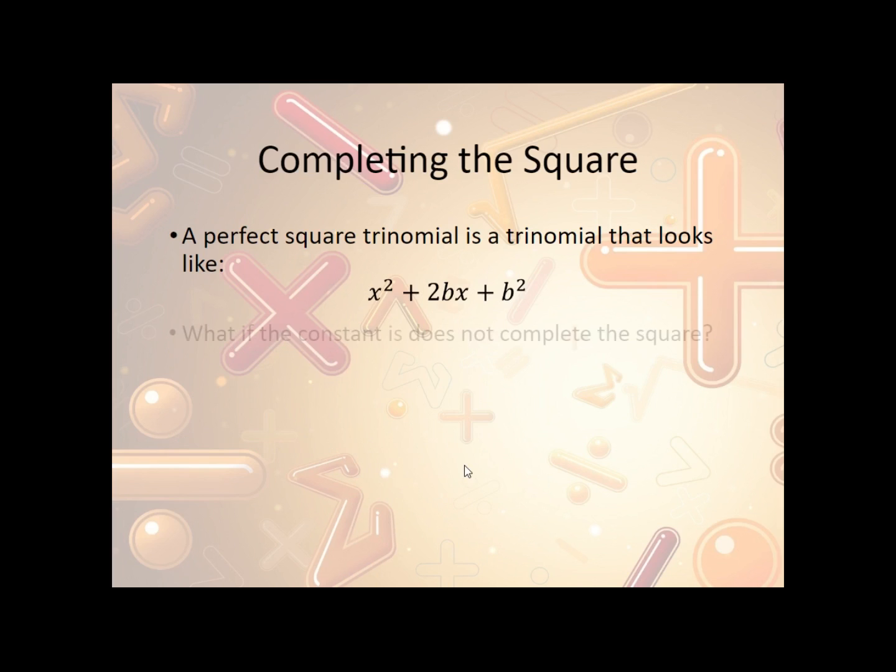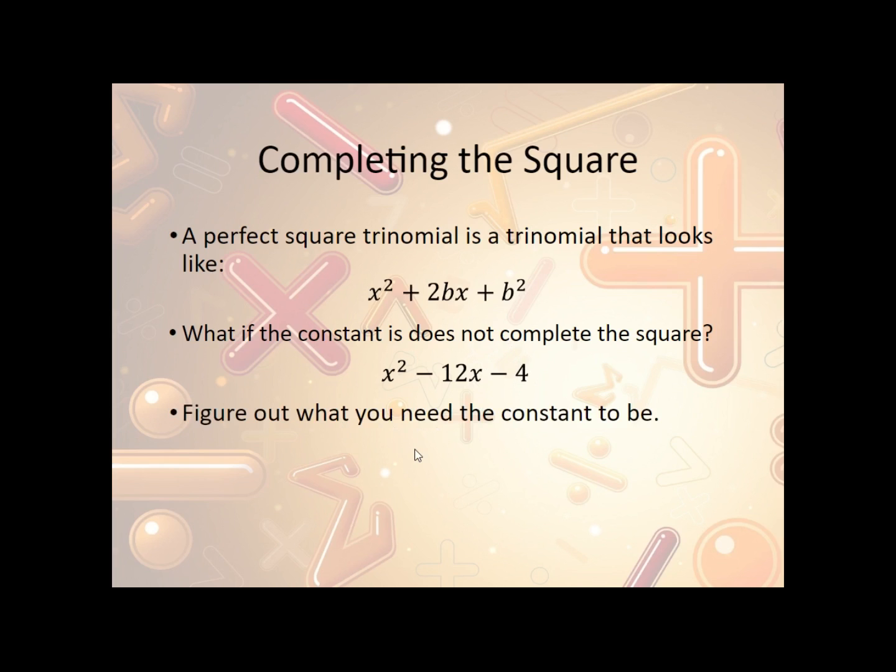Let's look at another example. So we have x squared minus 12x minus 4. Well, we're going to take this, divide negative 12 in half, and we get negative 6. And then when we square that, we recognize that it should be 36, so that's not here. So we write down what we need it to be.